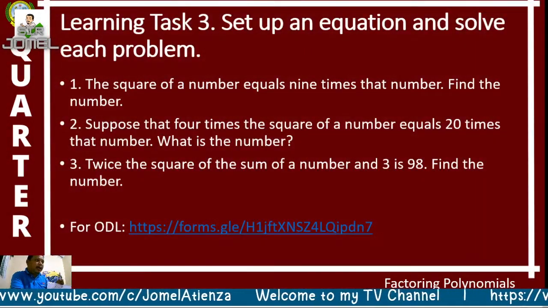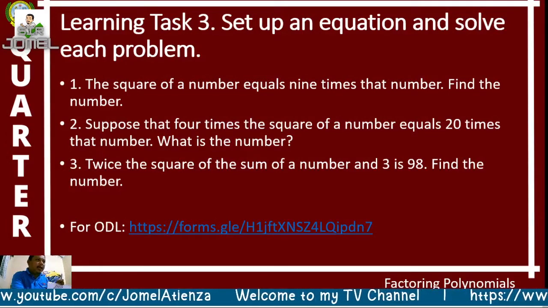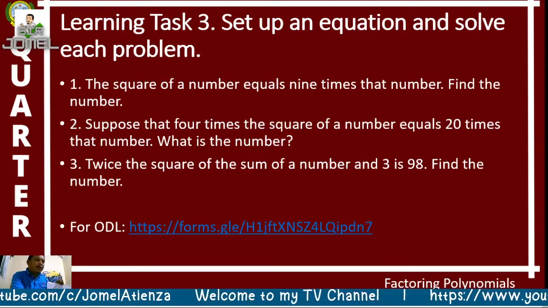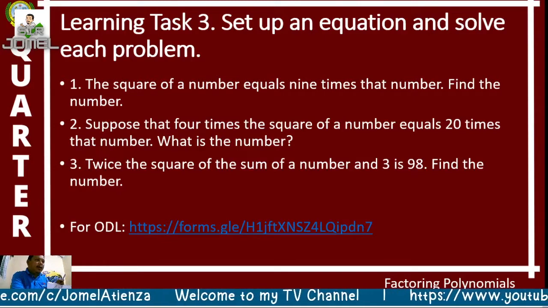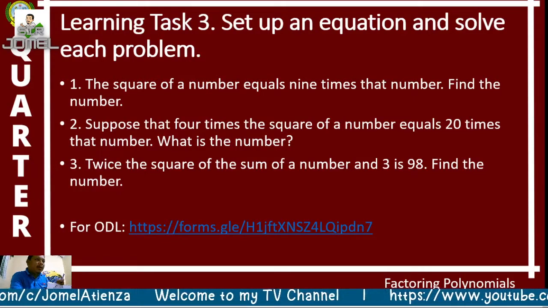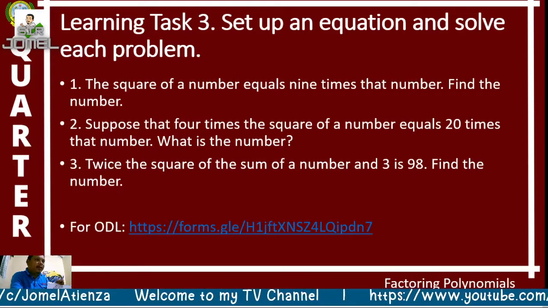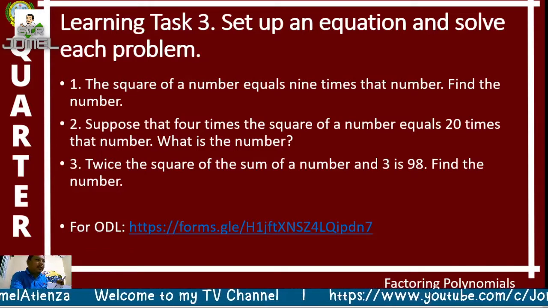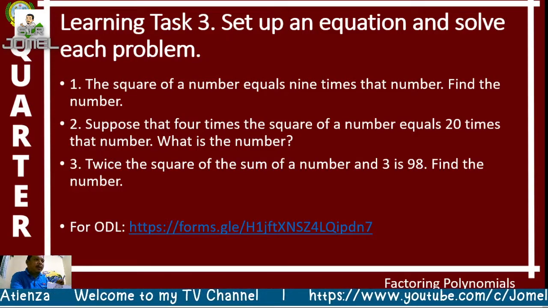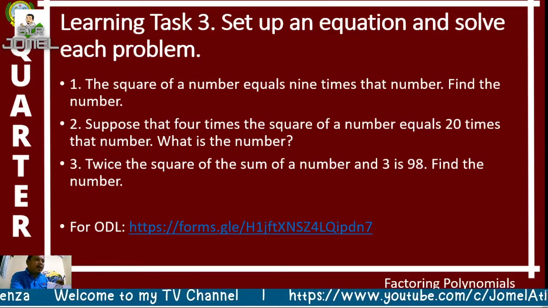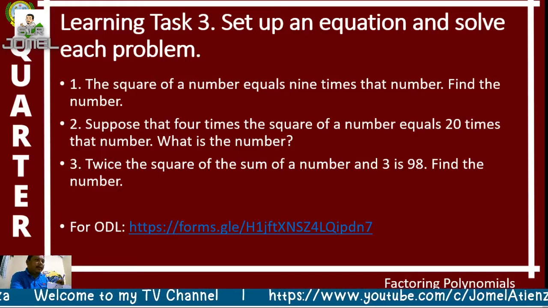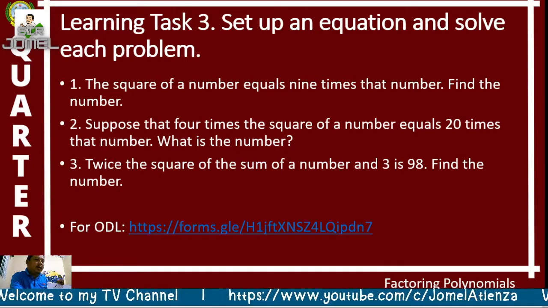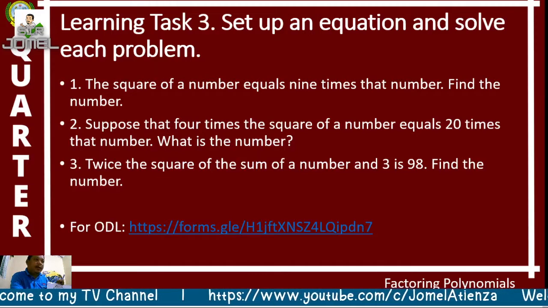Now, our learning task 3 can be found in our Google Forms. Here is the given: the square of a number equals 9 times that number, find the number. Next, suppose that 4 times the square of a number equals 20 times that number, what is the number? Then, twice the square of the sum of a number and 3 is 98, find the number. So, those are number problems.